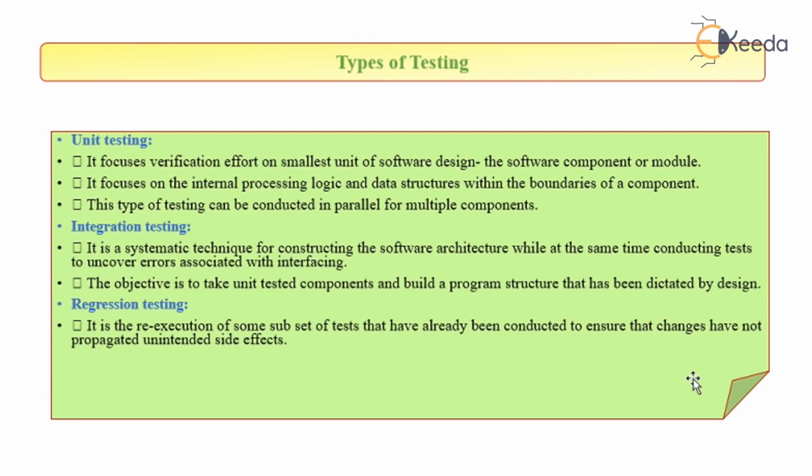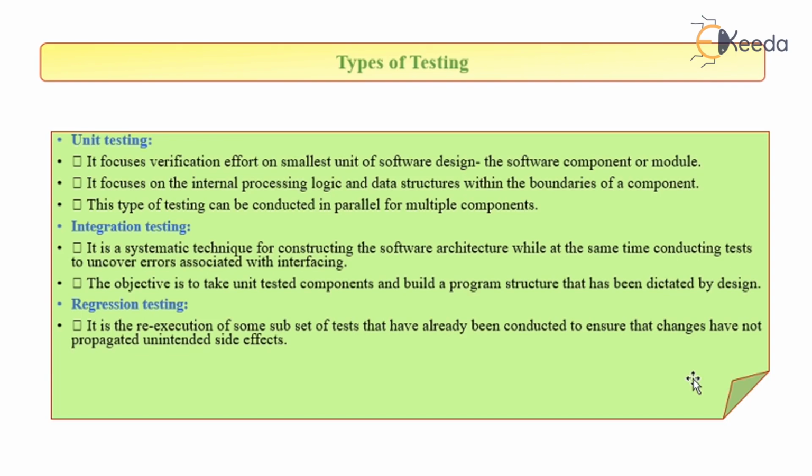The second type of testing is integration testing. It is a systematic technique for constructing the software architecture while at the same time conducting tests to uncover errors associated with interfacing. Suppose I have two units, Unit A and Unit B. Both the units were unit tested earlier and were error-free, while the use of data structure in both the units was different for the same element.